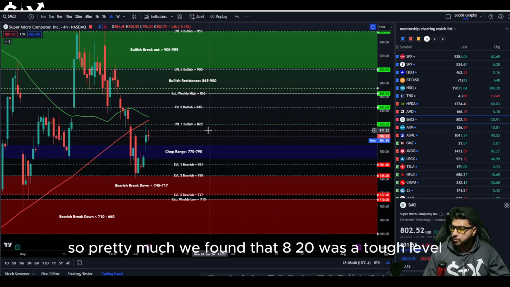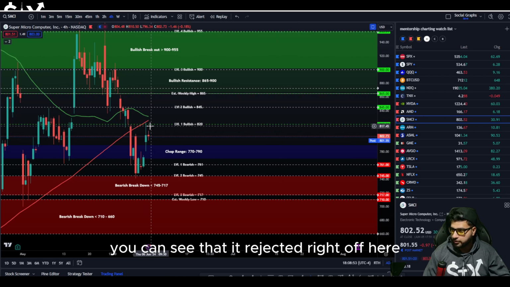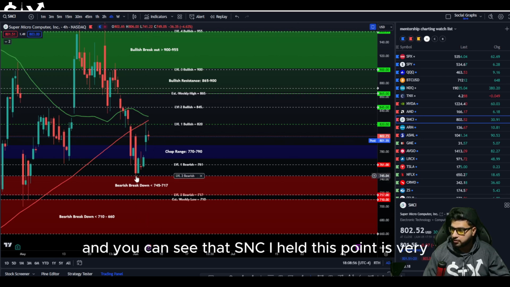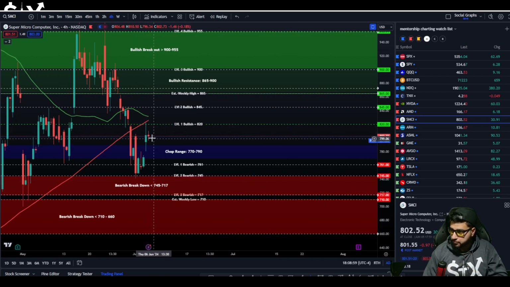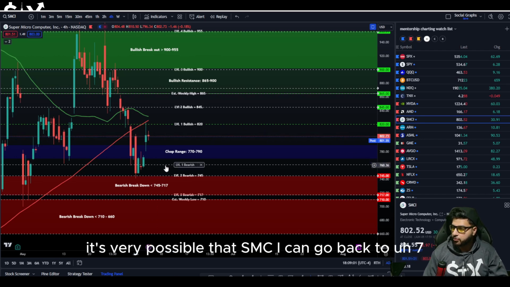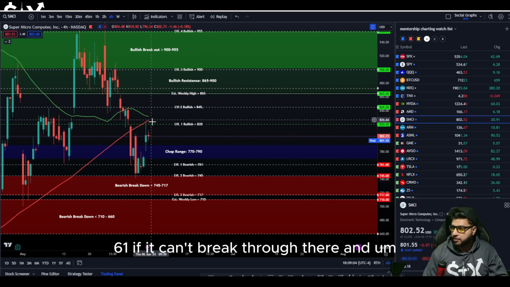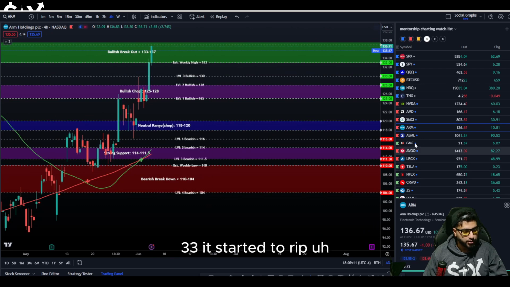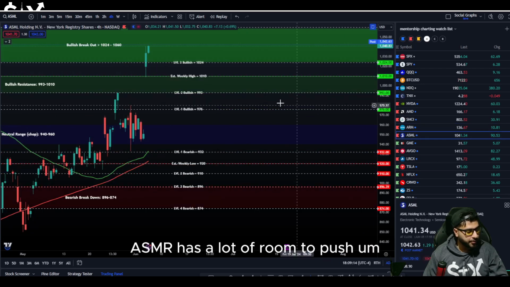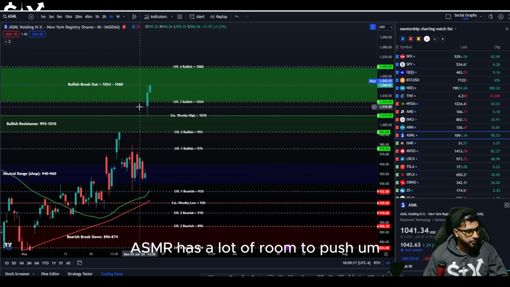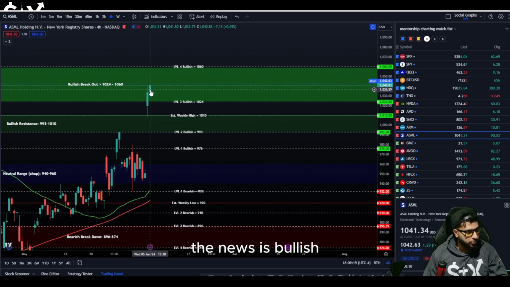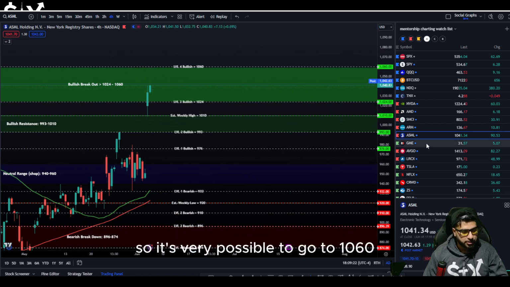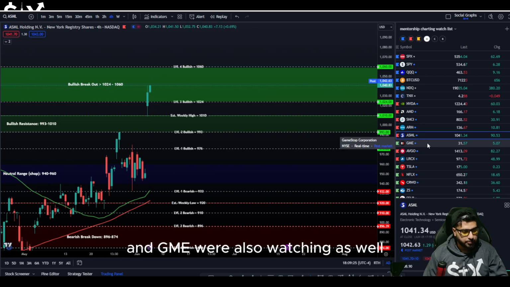Okay, so pretty much we found that 820 was a tough level. You can see that it rejected right off here, and you can see that SMCI held this point. It's very possible that SMCI can go back to 761 if it can't break through there. And pretty much you can see that ARM is close to my top. Once it broke through 133, it started to rip. ASML has a lot of room to push. It pretty much opened above my estimated weekly high. The news is bullish, so it's very possible it could go to 1060. And GME we're also watching as well.